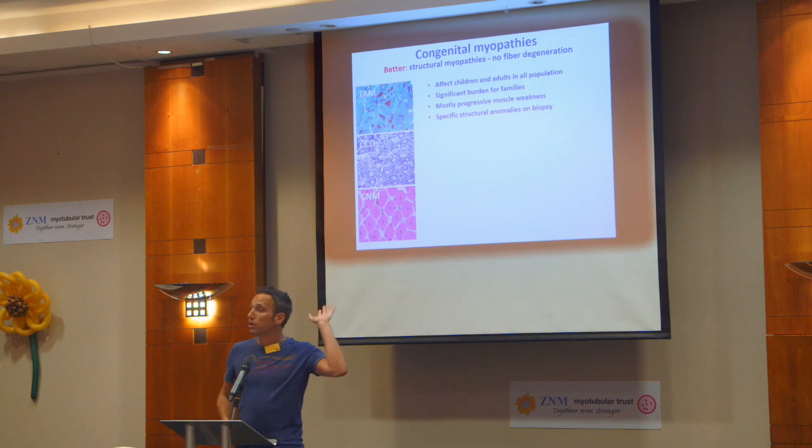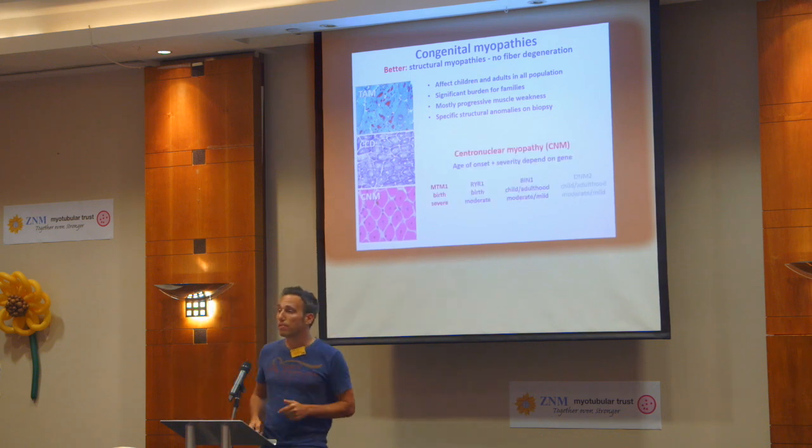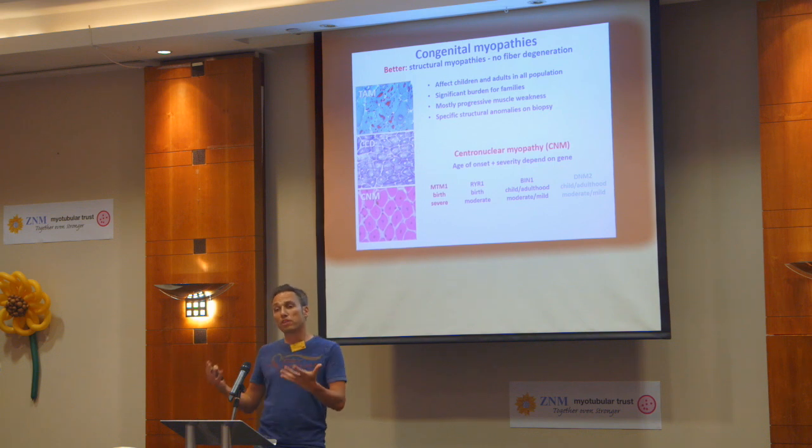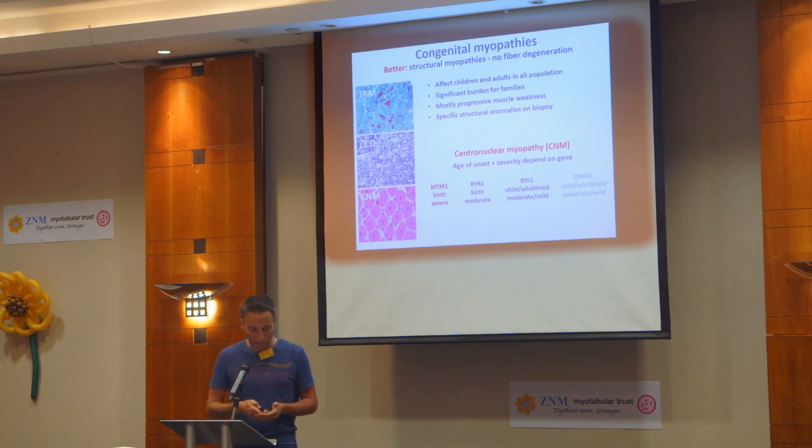And so in our team, we're working on all of these conditions with a specific focus on central nuclear myopathy. But there is not only one central nuclear myopathy, there are different forms of central nuclear myopathy with a different severity and a different age of onset. And this depends very much on the gene and on the mutation. And today I'm here to explain to you what a gene and what a mutation is.